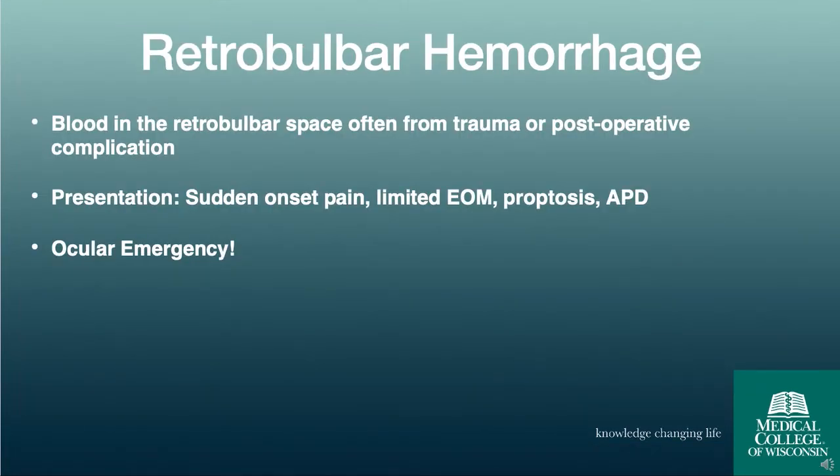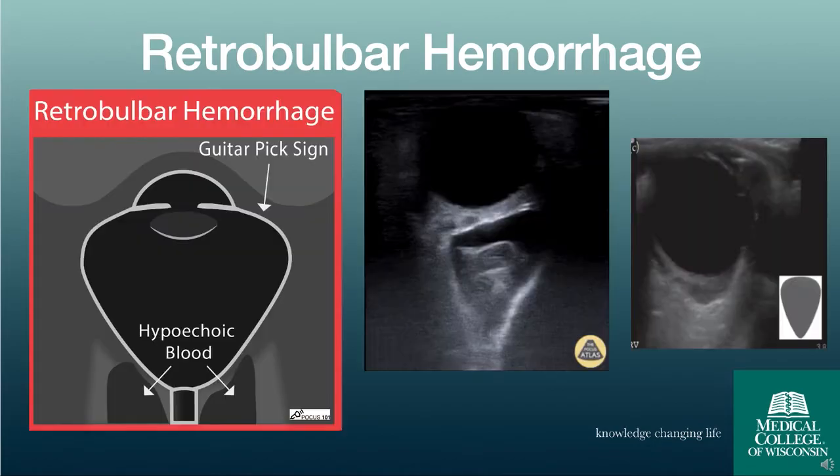Next is a retrobulbar hemorrhage. This is blood in that retrobulbar space, usually from trauma, but it can be post-operative as well. These patients will present with sudden onset pain, limited extraocular movements, proptosis, and an afferent pupillary defect. This is also an ocular emergency.